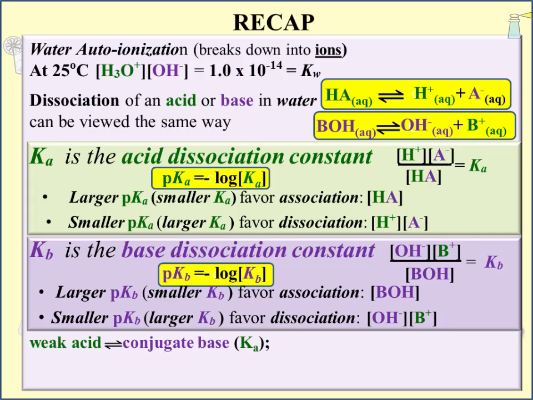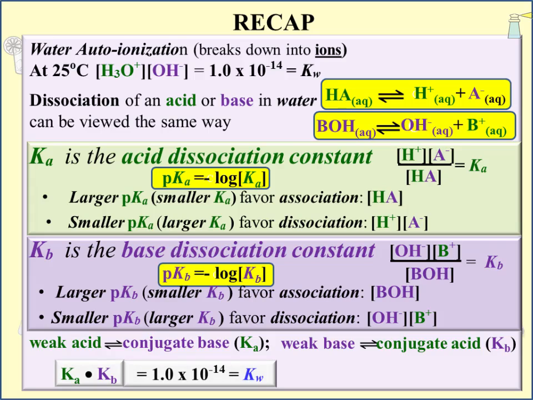A single acid-base reaction can be written as the weak acid forming its conjugate base, or the reaction can be flipped and written as the weak base forming the conjugate acid. With the same reaction written in different directions, Ka times Kb is equal to Kw. This equation can be converted into the relationship pKa plus pKb equals pKw, which is 14. So if the pKa is known, the pKb can be solved for, and vice versa.